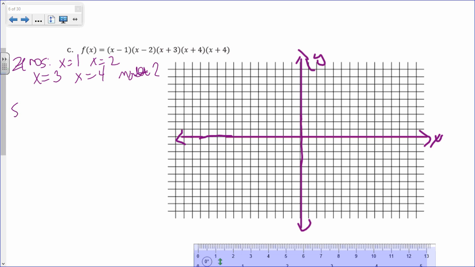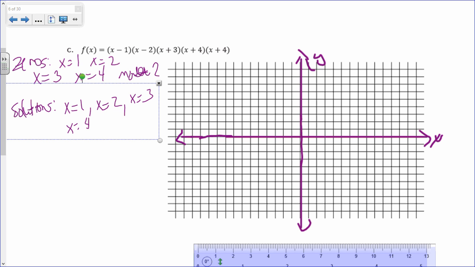And then my solutions will be x equals 1, x equals 2, x equals 3, x equals, should be negative 4, and this should be negative 3. My bad. Negative 4, negative 3.